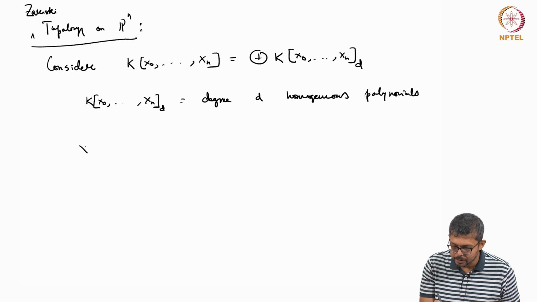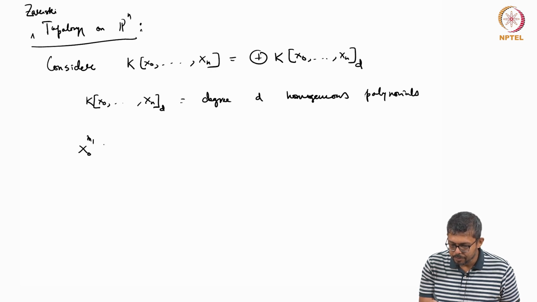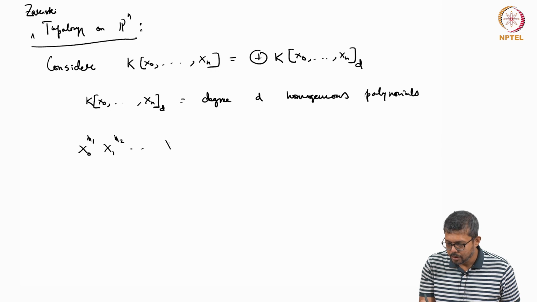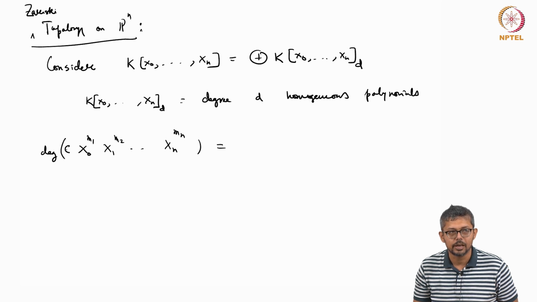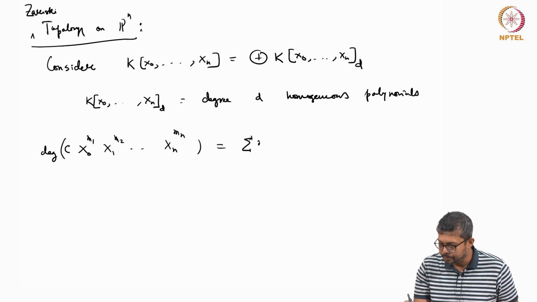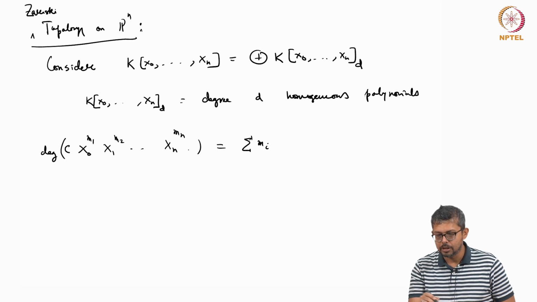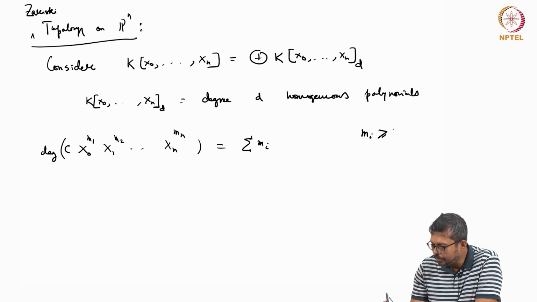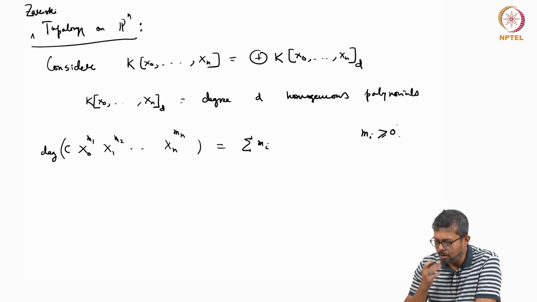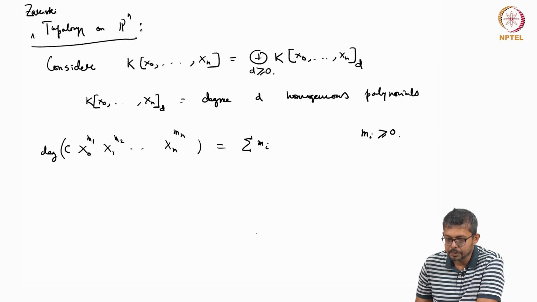If you take a monomial, say x naught to the power m1, x1 to the power m2, up to xn to the power mn, and attach a constant, a coefficient c in k, then the degree of this monomial is nothing but the summation of the mi. We are only considering the positive degrees, so the mi's are all greater than or equal to 0. We are not considering negative degrees. So d is always greater than or equal to 0, integers. So the degree of this you define like this.